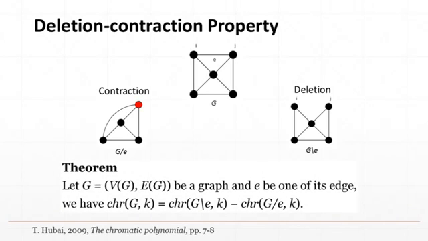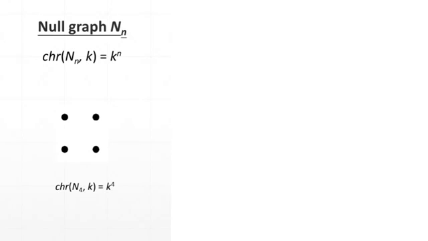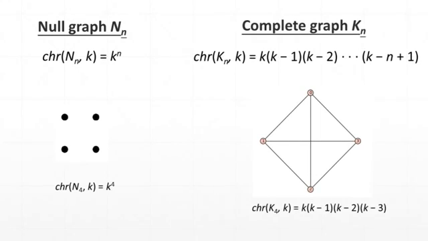It is found that the chromatic polynomial of a graph equals the chromatic polynomial of its deletion minus the chromatic polynomial of its contraction. You may refer to the report for the proof of this theorem. Please note that the chromatic polynomial of an empty graph with n vertices is k to the power n, and that of a complete graph is this polynomial. After using the deletion-contraction method for several times, any graph can be descended into null graphs or complete graphs. In this way, chromatic polynomial of a graph can be determined.